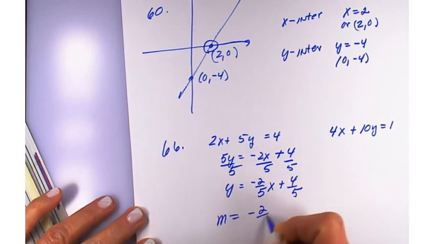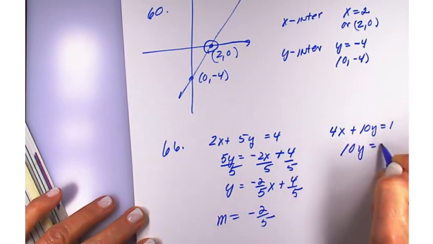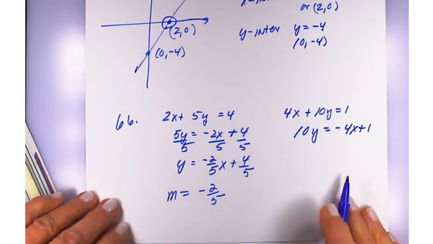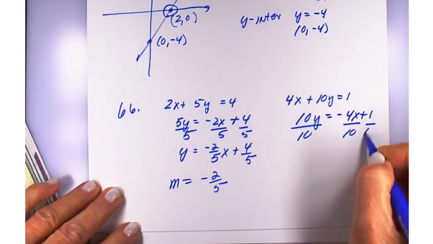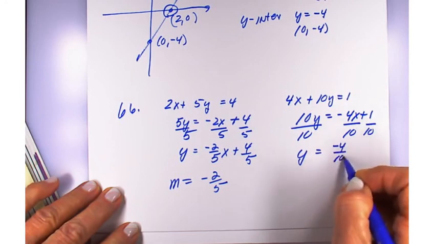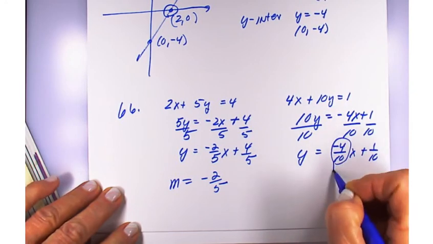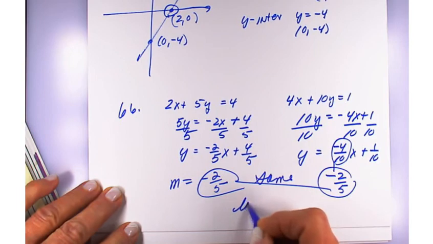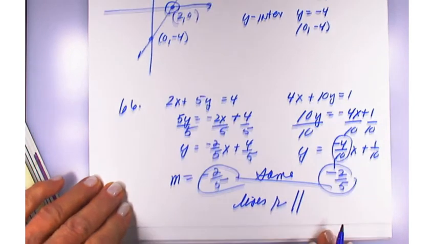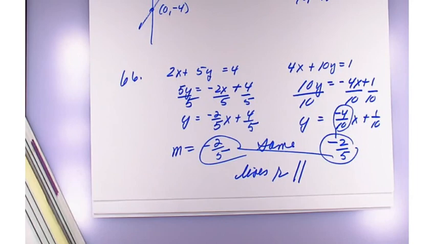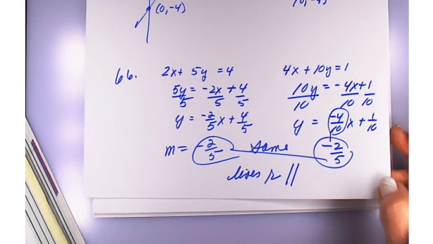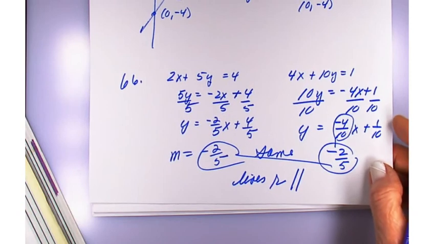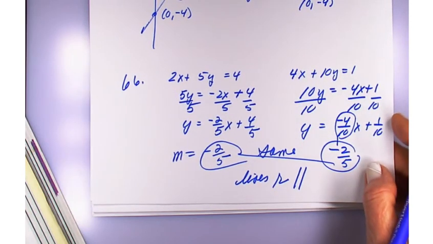Solve for y. I'm going off the paper here. Divide by 10. I get y equals minus 4/10 x plus 1/10, and this will reduce to minus 2/5. These two are the same, so my lines are parallel. By the time you do this section, you should be pretty good at solving for one variable. I went through that a little bit fast, but by the time you get there, you should be good at doing that. So they were parallel.